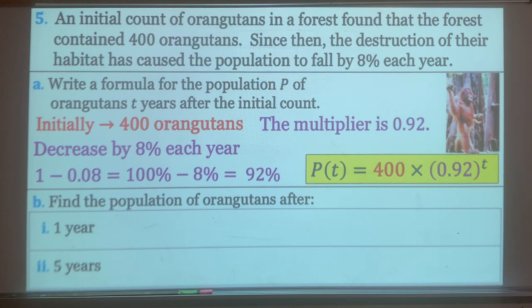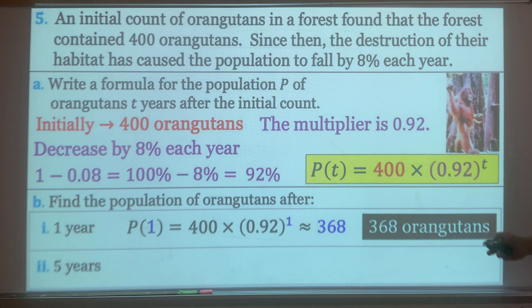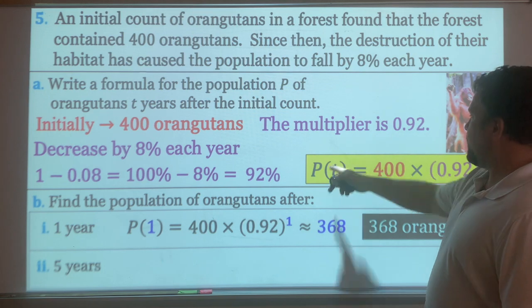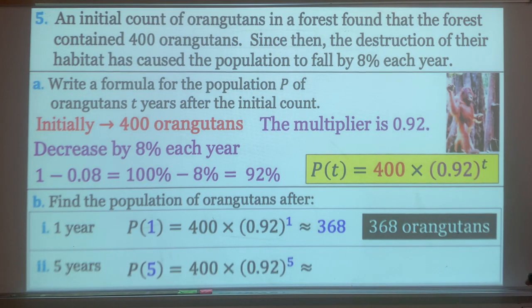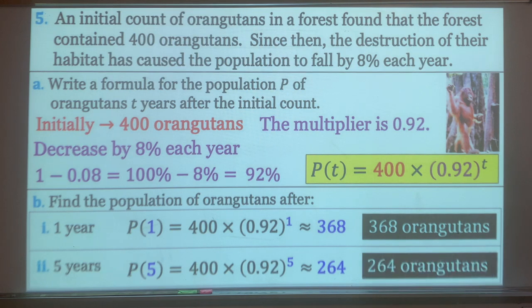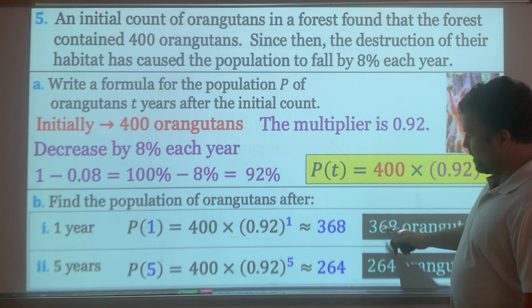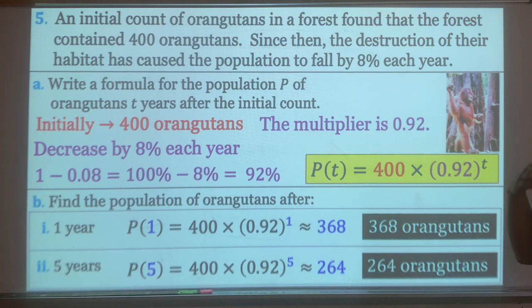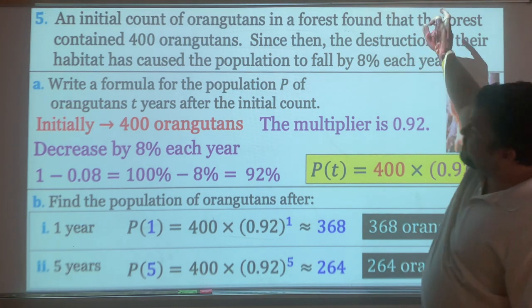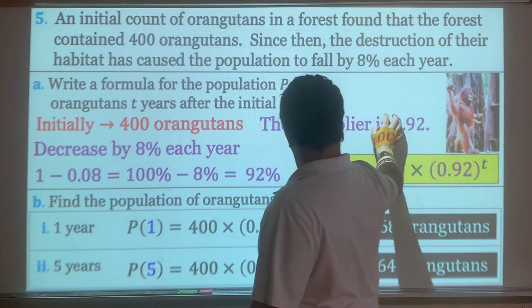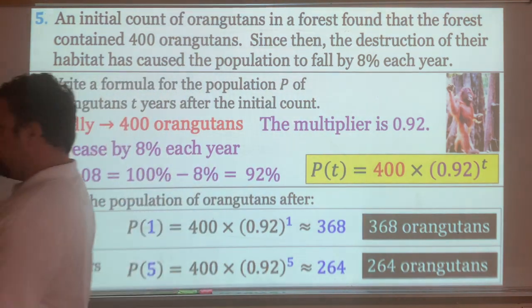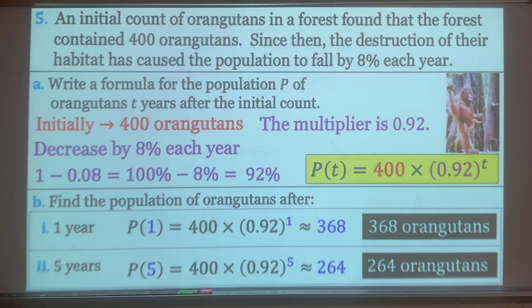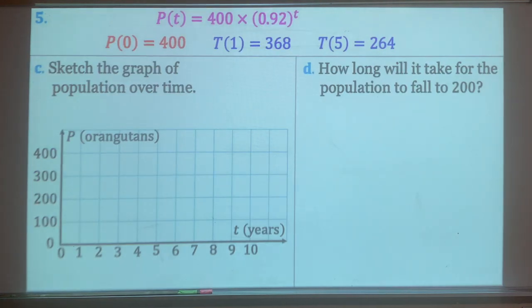What's the population after a year? Well, that's when T equals 1. P of 1 equals 400 times 0.92, 368 orangutans. What about 5 years? P of 5, 400 times 0.92 to the 5th is 264. So you can see how the number of orangutans is falling. And I didn't give you the formula, you figured it out yourself, because they told you the initial amount and they told you the multiplier. That's all there is to it. Is that easy? Plot the points, solve the problem.